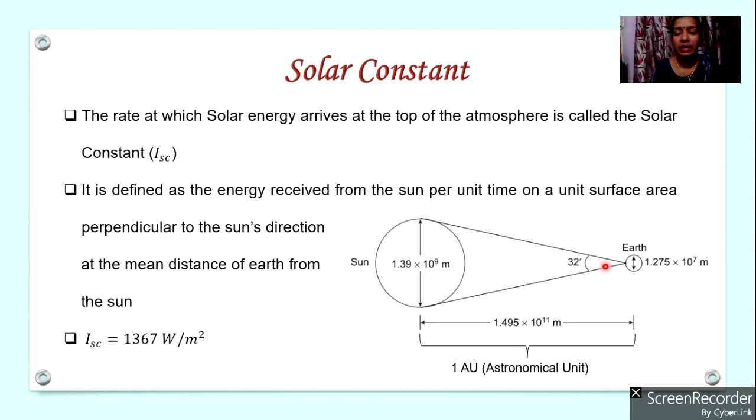So that it is the energy, solar energy received on a unit area on the earth's surface. So unit area which is perpendicular to the sun's direction and located at the mean distance from the sun and from the sun to the earth per unit time is known as the solar constant.